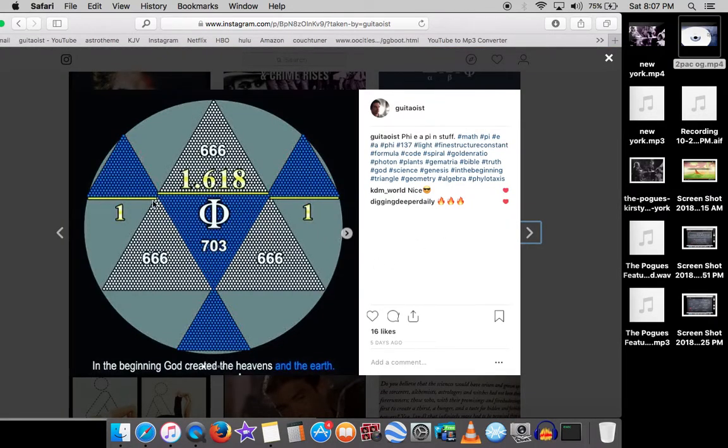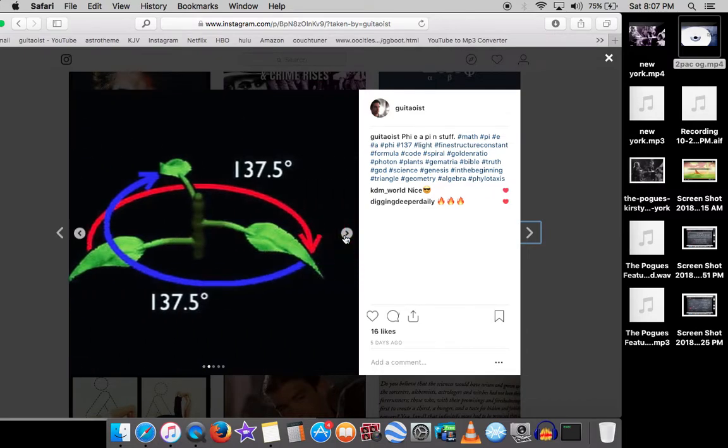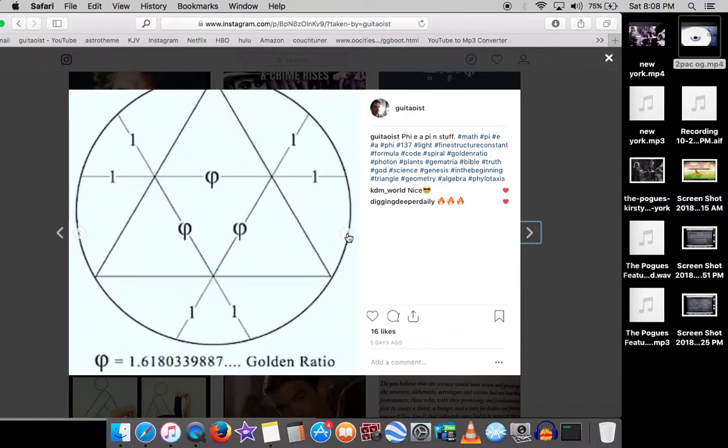And this is Genesis 1:1, which is 666 times 3 plus 703. In the beginning, God created the heavens and the earth. And you can see clearly the golden ratio right there, 1.618. And then if you look at phyllotaxis, growth in plants, you'll see that most plants grow in a 137.5 degree angle. And of course, 137 is a very mysterious number if you know anything about light, photons, and quantum physics. Here's that same glyph again, the golden ratio in a triangle within a sphere.